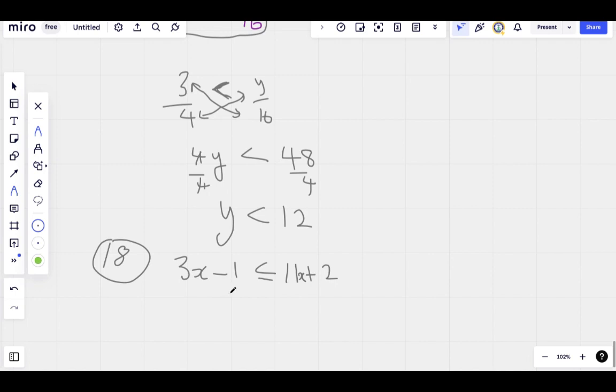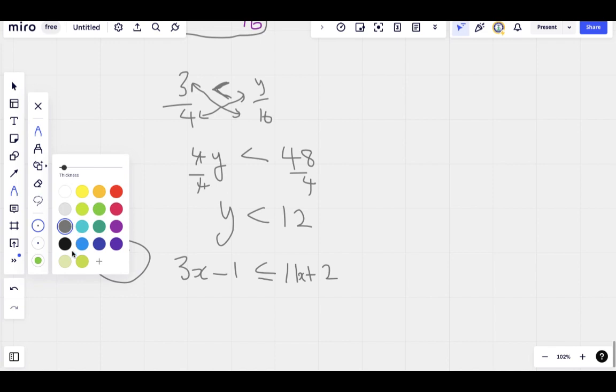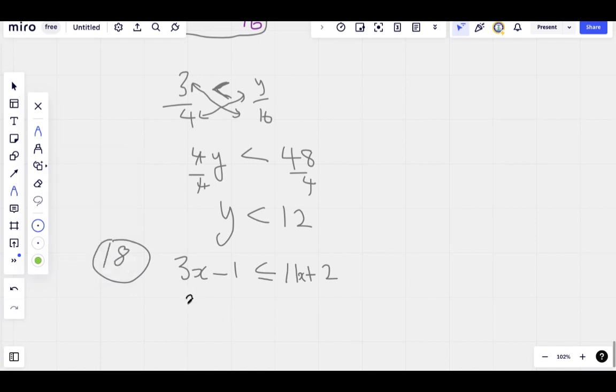So as usual, we collect like terms. We bring the one with x to one side. So we say 3x. If you bring 11x here, it becomes minus 11x. It's less than or equal to 2. This negative 1 comes here and becomes plus 1.